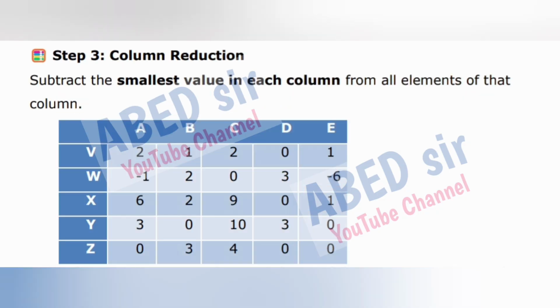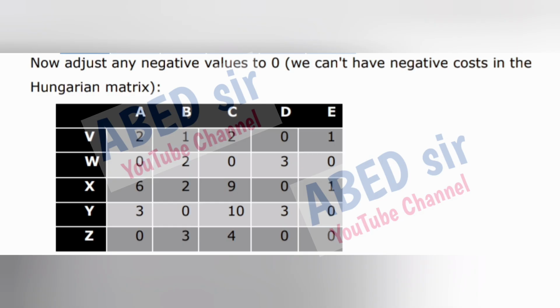Step 3. Column reduction. Subtract the smallest value in each column from all elements of that column. A, B, C, D, E. V: 2, 1, 2, 0, 1. W: minus 1, 2, 0, 3, minus 6. X: 6, 2, 9, 0, 1. Y: 3, 0, 10, 3, 0. Z: 0, 3, 4, 0, 0. Now adjust any negative values to 0. We can't have negative costs in the Hungarian matrix.